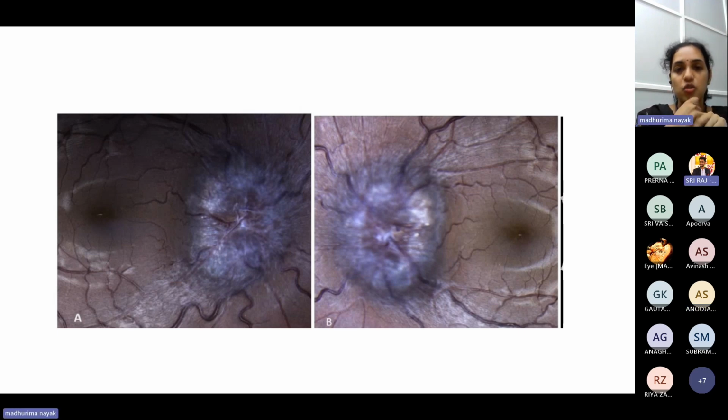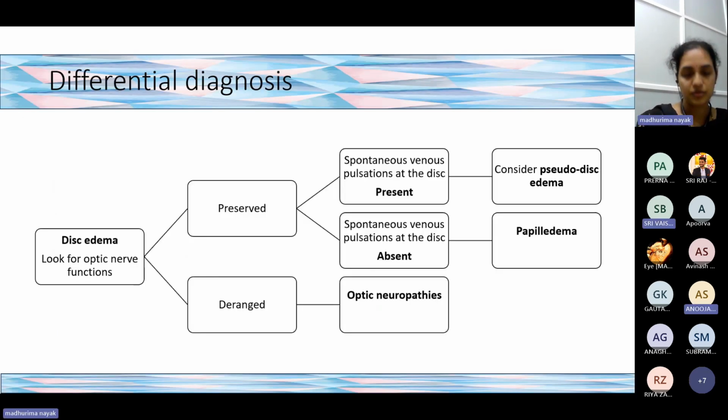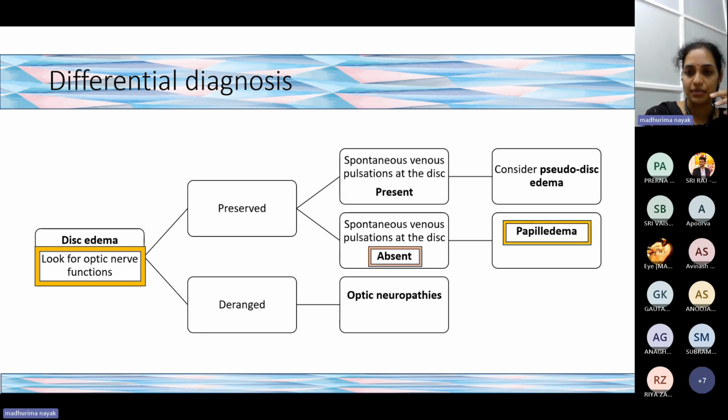Yes. Very good. So vision was 6/6 in both eyes. Pupils were normal. Blood pressure has to be checked in every case. Blood pressure was 120/80. Color vision was normal. So what do you think we are dealing with? Could be idiopathic intracranial hypertension. Very good. So let's look at our table. Optic nerve functions are preserved, right? And there are no spontaneous venous pulsations, all the vessels on the disc are obscured. So we're probably dealing with papilledema.